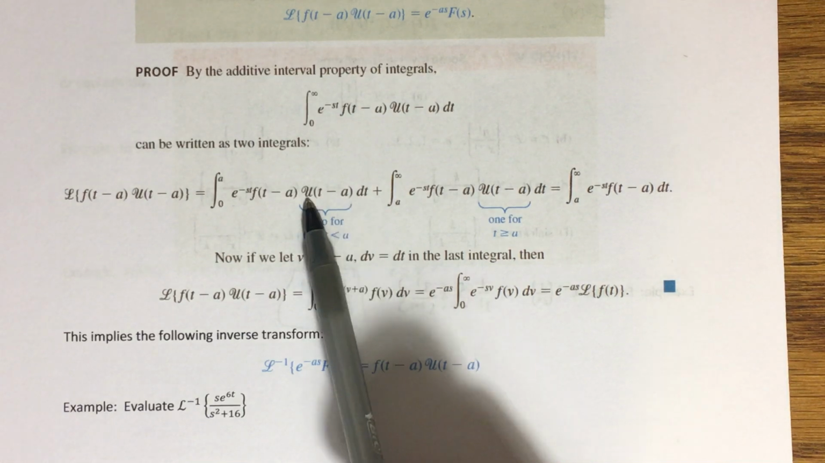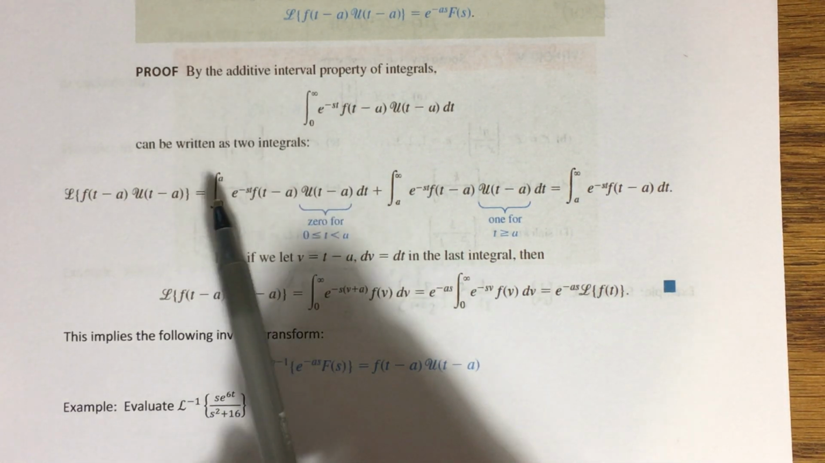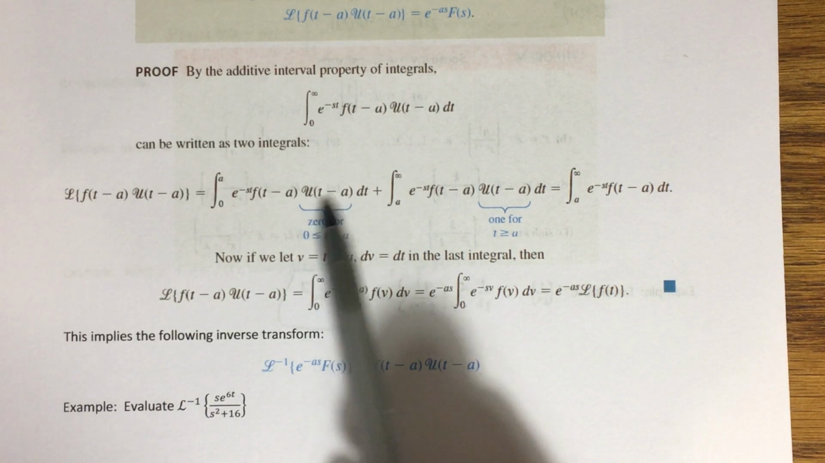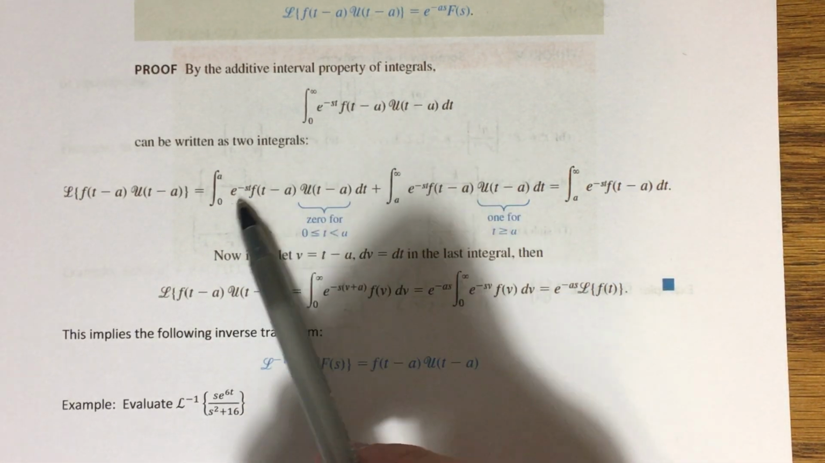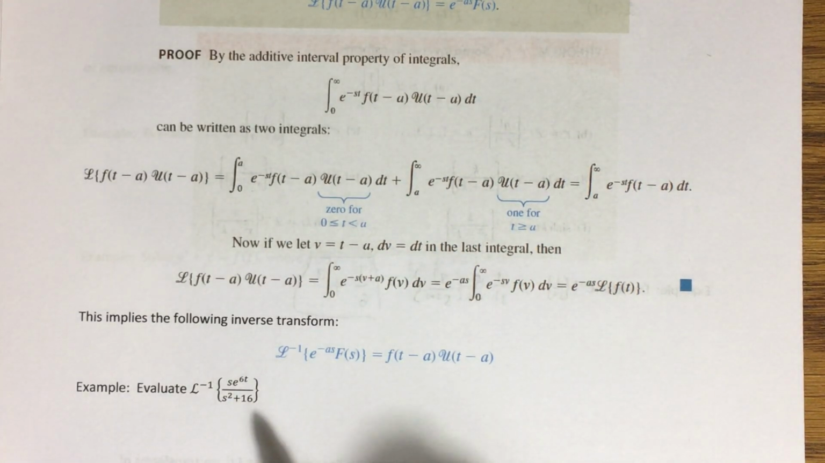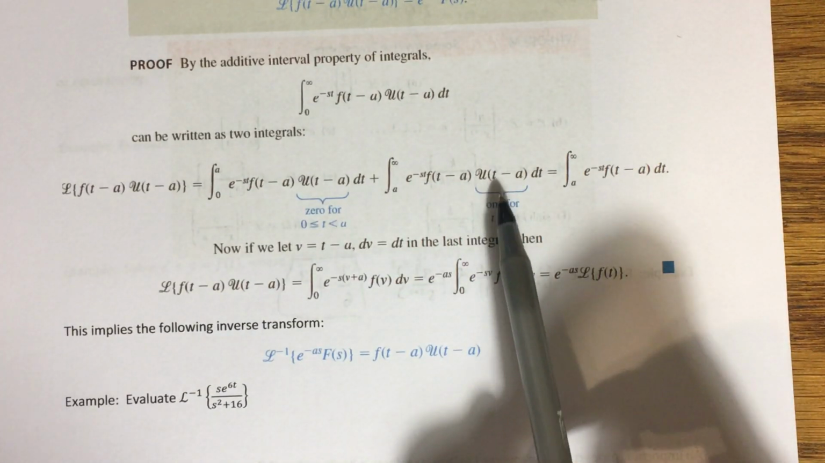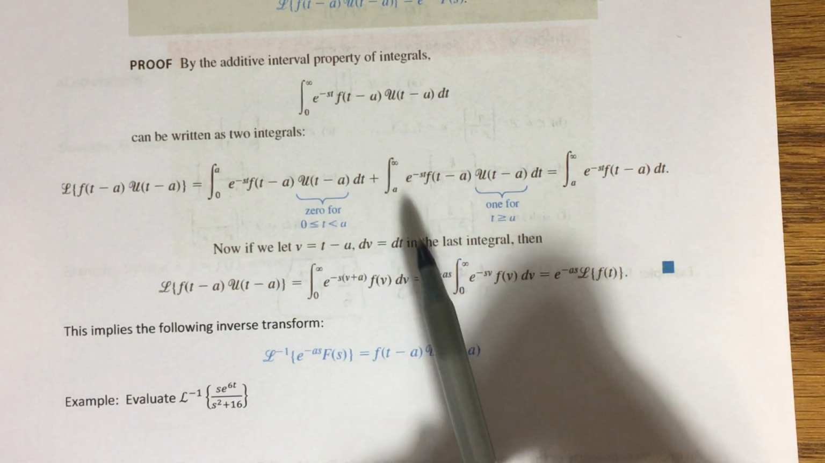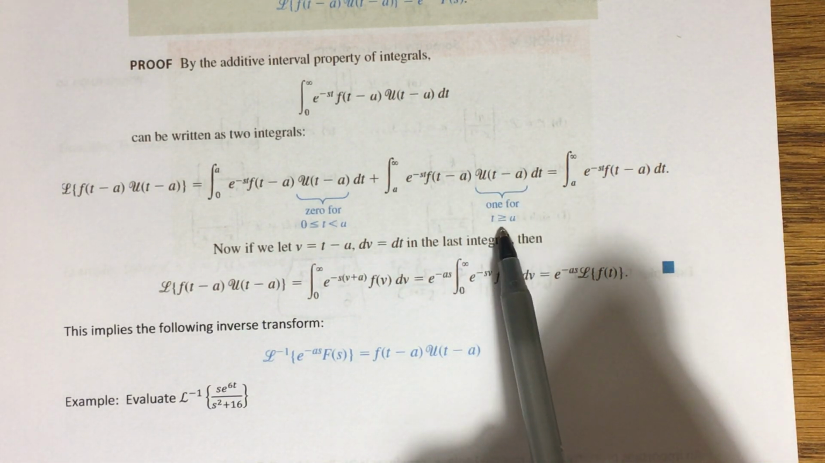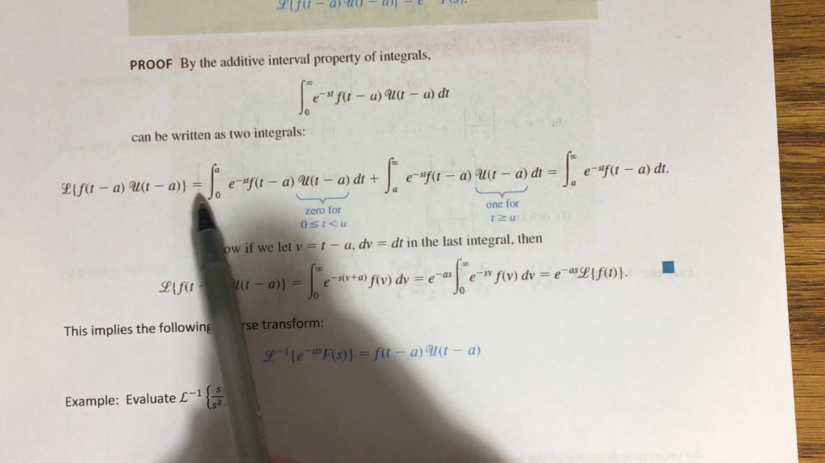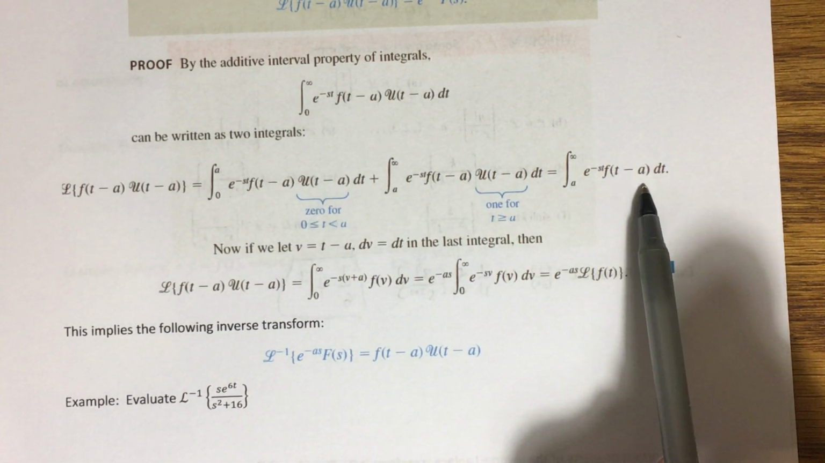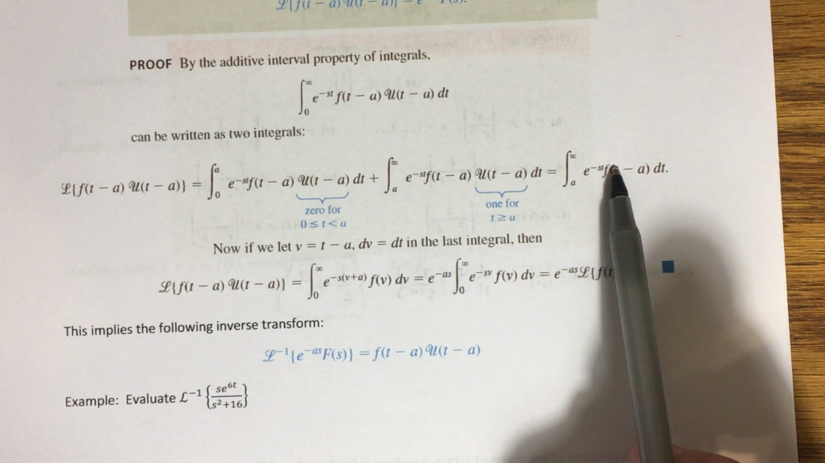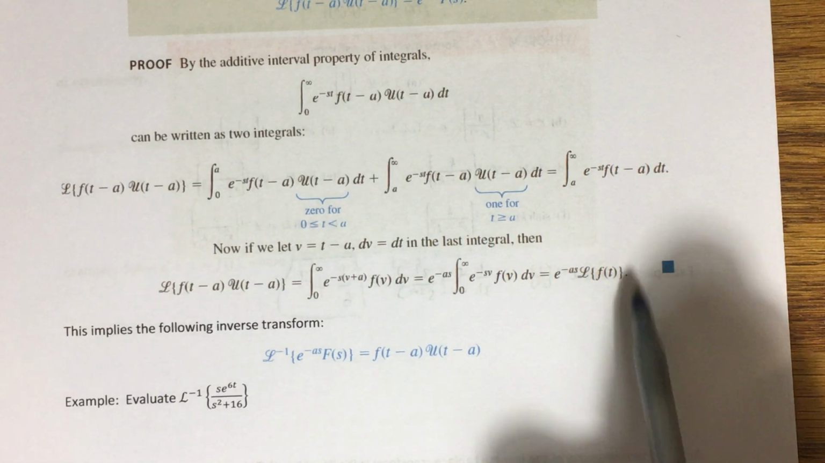And here's where we're going to use the definition of that unit step function. On this interval from 0 to a, we know that our unit step function should be equal to 0 by its definition. So this entire integral here will go straight to 0. When t is greater than or equal to a, which would put us in this interval from a to infinity, that unit step function is equal to 1. So this entire thing simplifies down to this integral right here. The integral from a to infinity of e to the negative st f of t minus a dt.